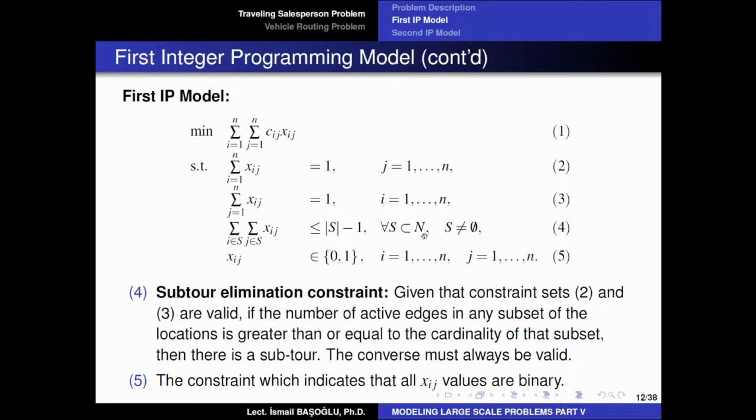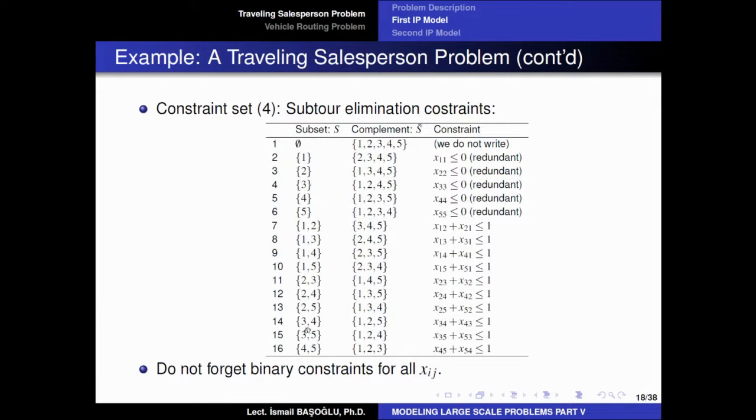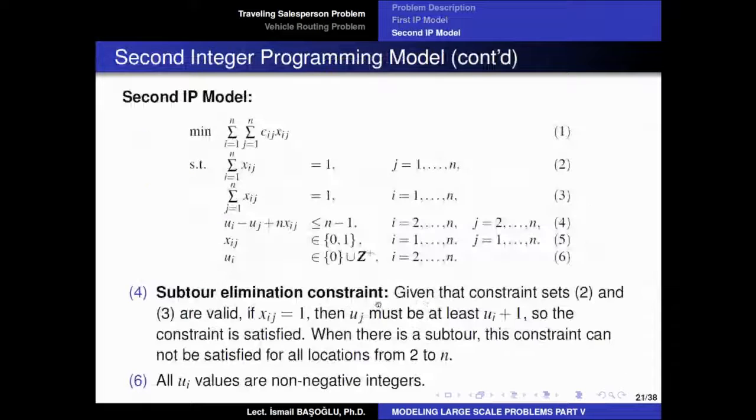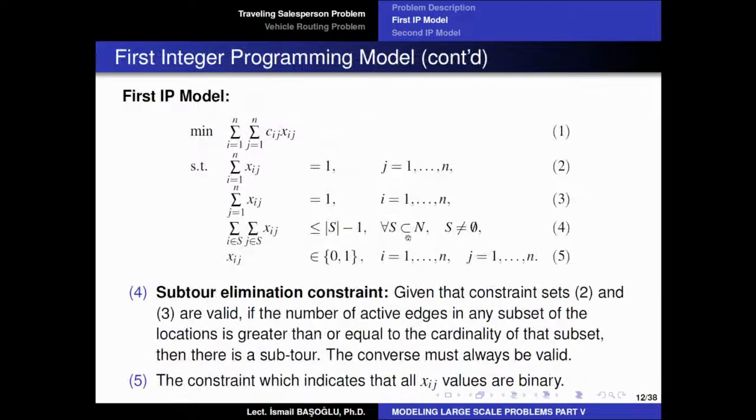You need to write this for every subset, existing or not. However, as I have said, if you write this constraint for half of the subsets that exist in your network, such that the other half is the complement of the subsets that you are writing the constraints for, you do not need to write the constraints for the other half. Okay, they are going to be automatically satisfied. This is reducing the number of constraints that we need to write, but still if the size of the problem increases, if the number of cities increases in your network, the number of constraints that you are going to write will grow exponentially. Therefore, this is not a friendly model that we can develop for the traveling salesperson problem.